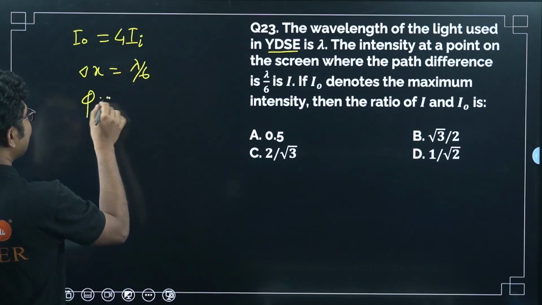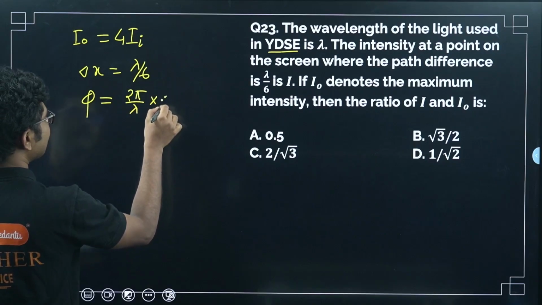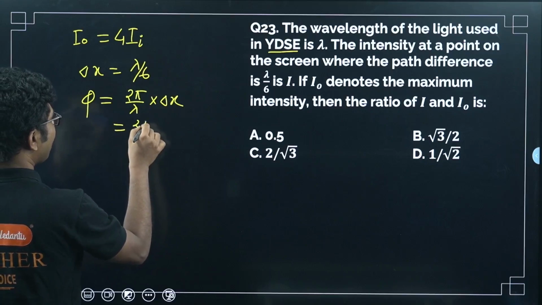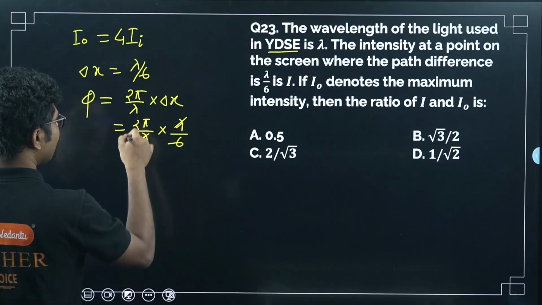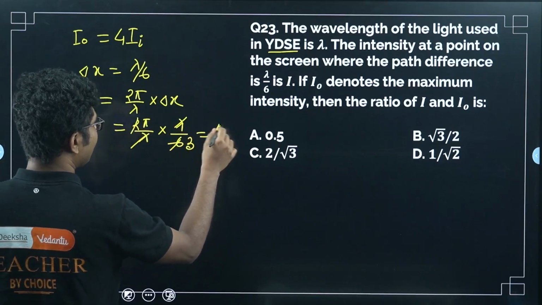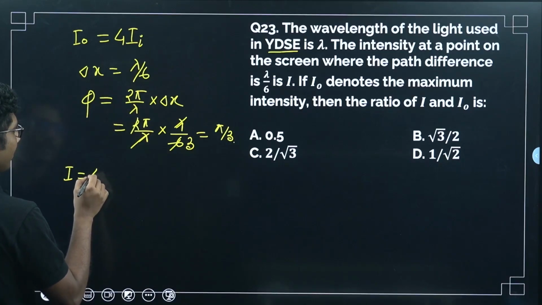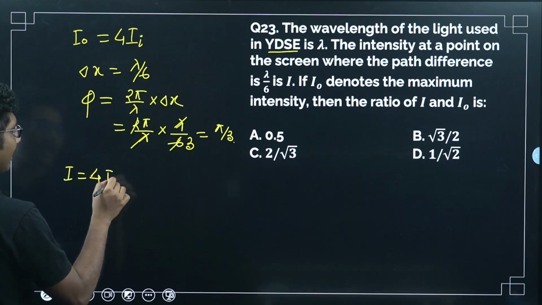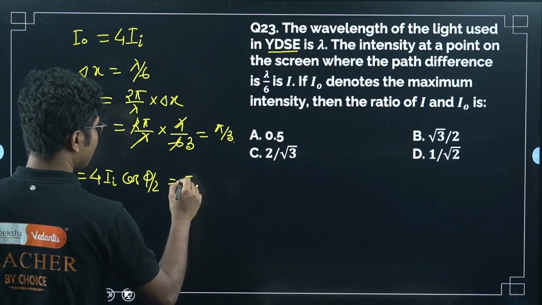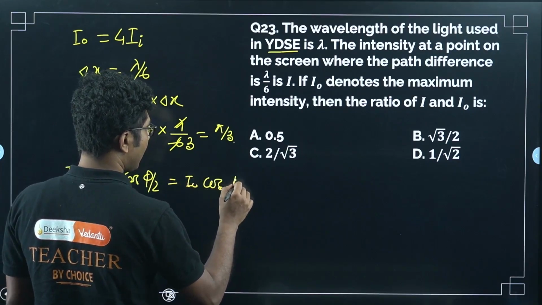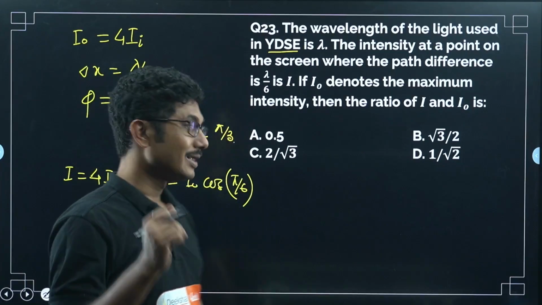So path difference is lambda by 6. So phase difference is 2 pi by lambda times delta x. So 2 pi by lambda times lambda by 6. So lambda cancels, it cancels 3. So it is pi by 3. Right? Now what is the intensity? Intensity I is 4 I1 cos squared phi by 2, or I naught cos squared pi by 6. Right? Pi by 6 means what? Pi by 6 means 30 degrees. Right?